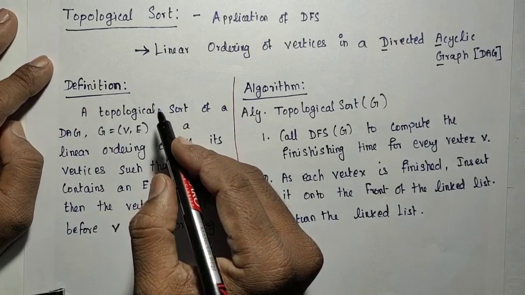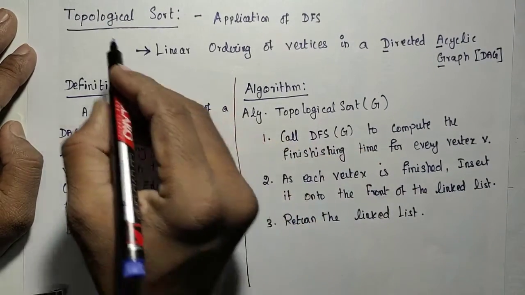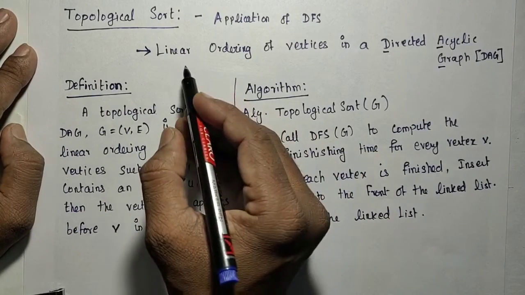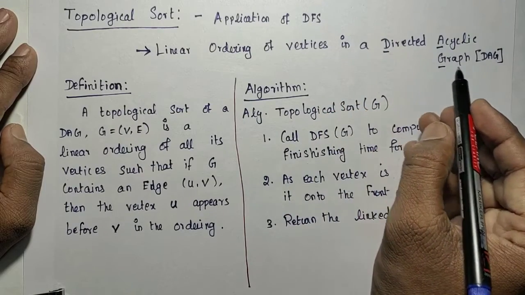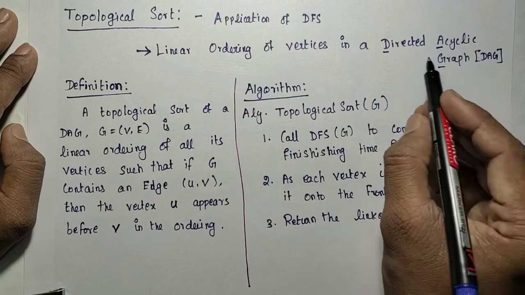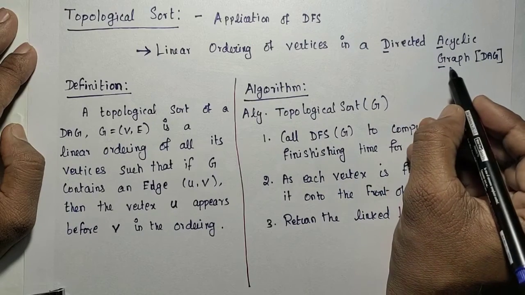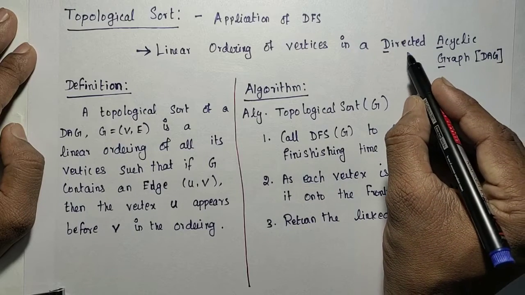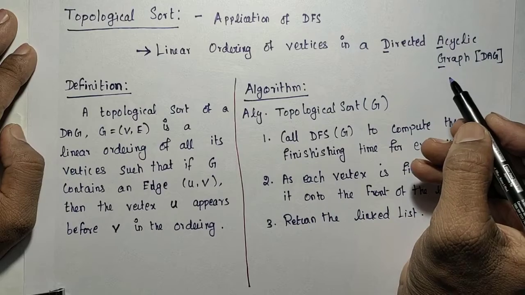We are going to write the vertices in a graph in a particular order. That order is said to be a topological sort. It is a linear ordering of the vertices in a directed acyclic graph. So the input should be a directed acyclic graph. We know what a directed graph is and what a directed acyclic graph is. It is a directed graph where we should not have any cycles.